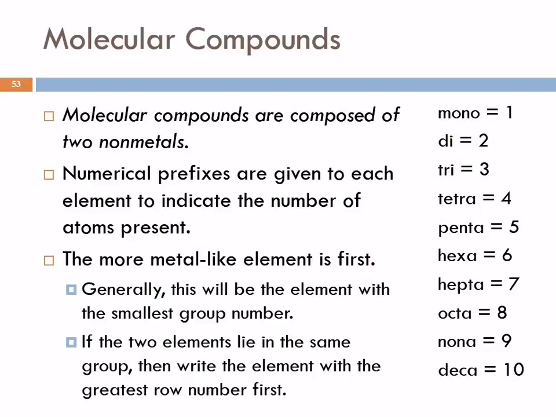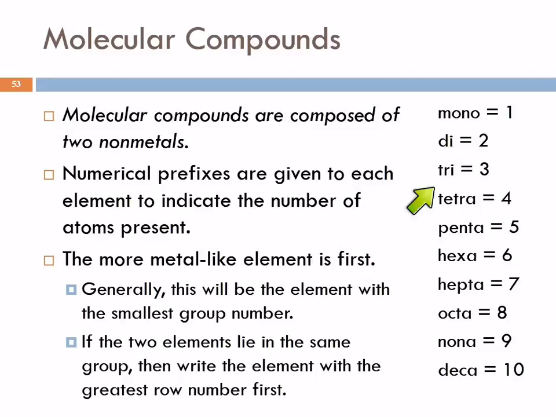How do we identify a molecular compound? Composed of 2 nonmetals. There are molecular compounds that are composed of more than 2 nonmetals. We're not going to learn how to name them in this course. So our molecular compounds will always be 2 nonmetals. What we do is we use numerical prefixes to indicate how many atoms of each element are present.